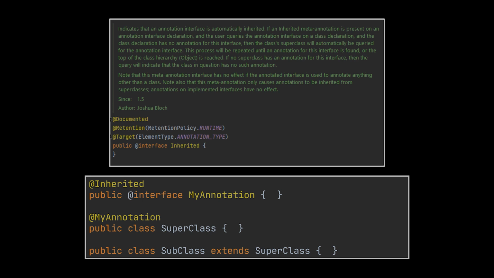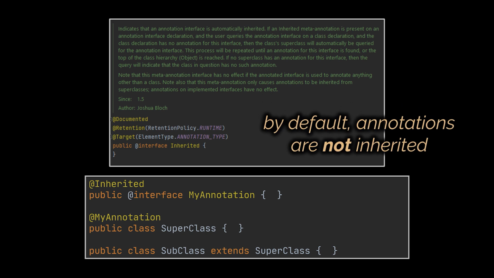The class subclass inherits the annotation @myAnnotation because it extends superclass, and superclass has the @myAnnotation annotation, which itself is annotated with @inherited. Note that by default, annotations are not inherited by child classes.